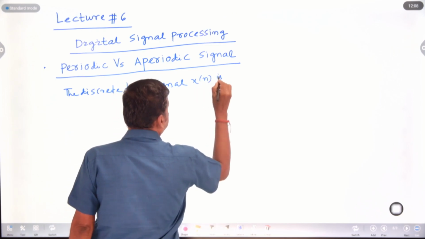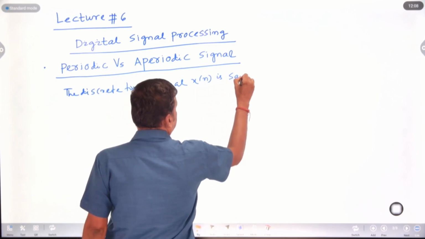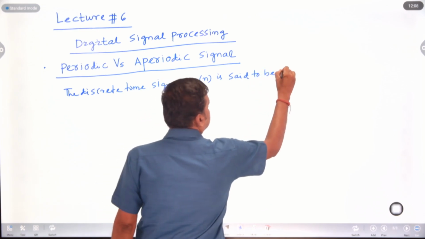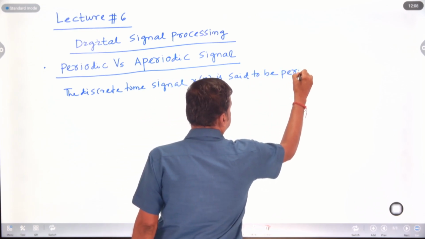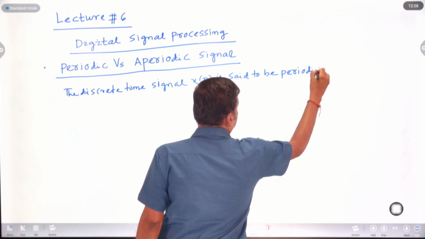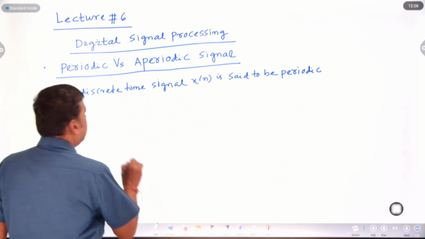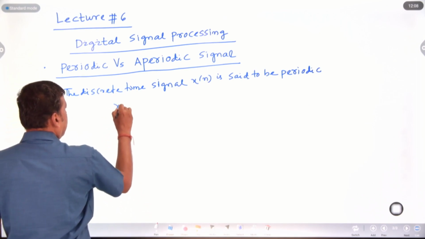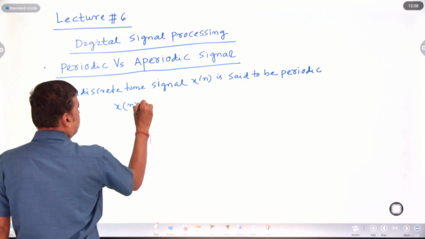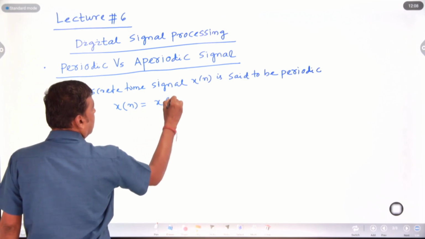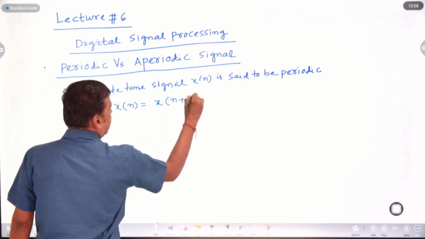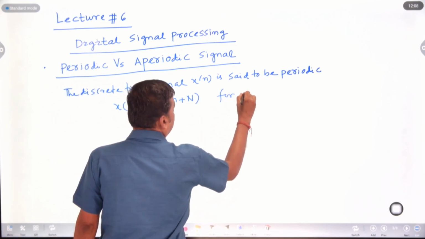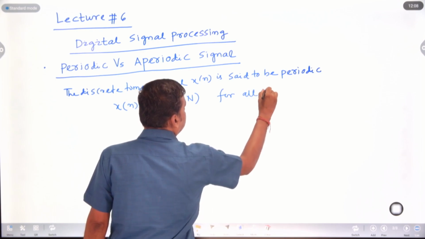The discrete time signal x of n is said to be periodic if x of n must be equal to x of n plus capital N for all values of n.